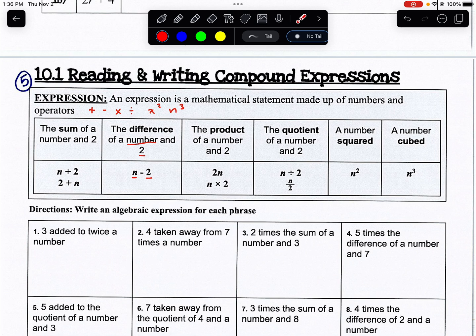Quotient has to do with division. So the quotient of a number and 2, that's n divided by 2. The number goes first because it says number, and the 2 goes second because it went second. Division could also be written like a fraction. They both mean n divided by 2. But we also want to know the term squared, which is raised to the second power. So when you see a number squared, that means a number raised to the second power. And whenever you see a number cubed, that means you have this number raised to the third power.